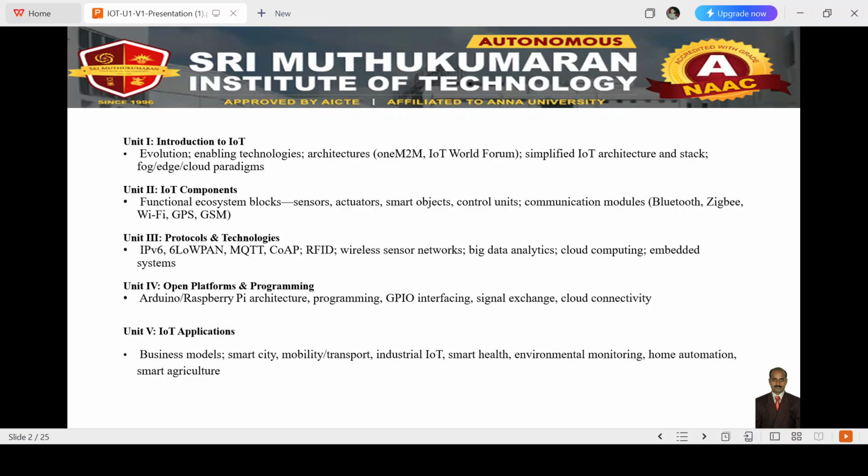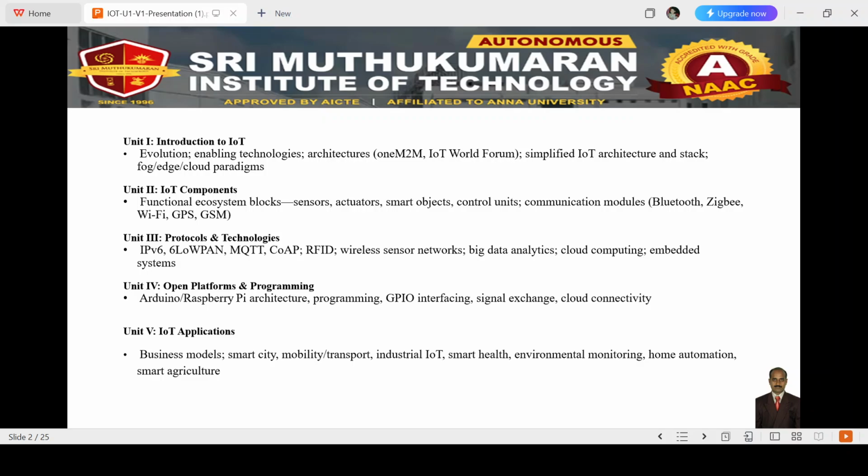And at the end of this unit, we are going to see what is fog, what is edge computing, and what is cloud computing. All those paradigms we are going to see one by one. So this is Unit 1, Introduction to IoT.